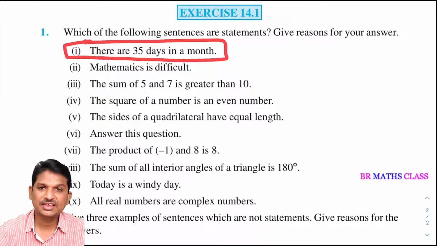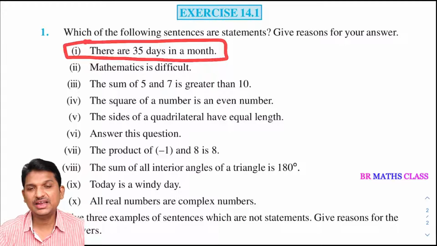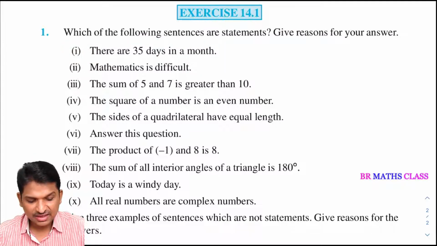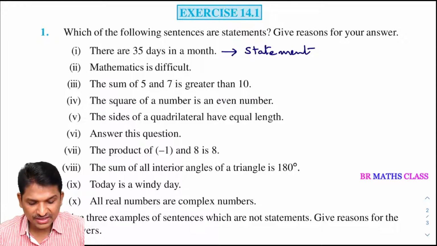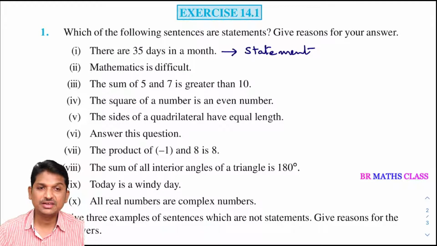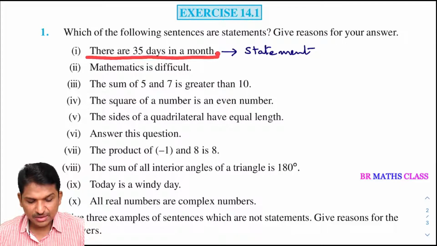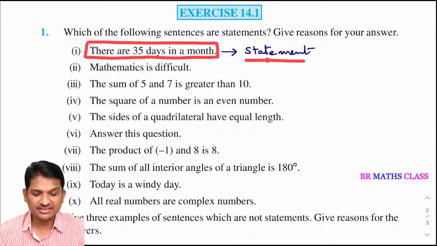It is a sentence. Can we declare whether it is true or false? If you can declare whether it is true or false, we can say that it is a statement. There are 35 days in a month. Is it true or false? Clearly we can declare that it is false. This is a declarative sentence. Even though the sentence is false, it is a statement because clearly we can declare that it is false. When you cannot say whether it is true or false, at that time it is not a statement. So there are 35 days in a month is actually false. As we can declare it is false, we are saying that it is a statement.